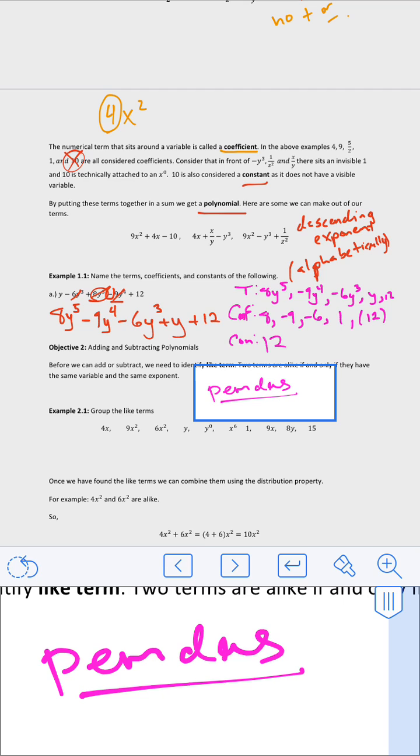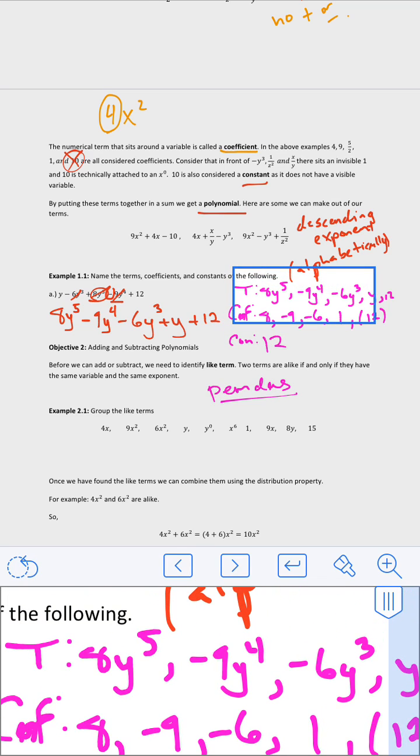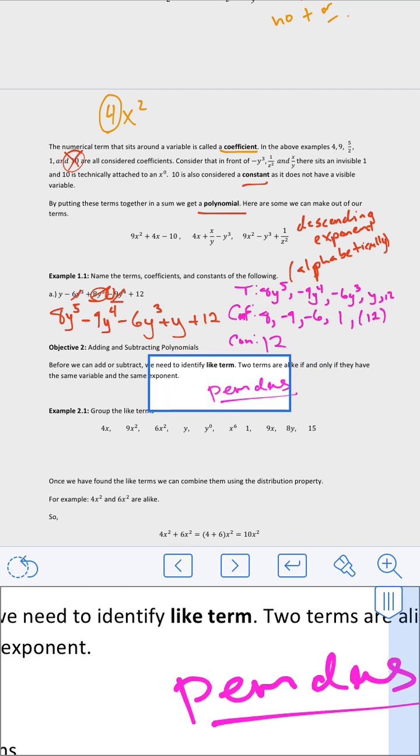So because of PEMDAS, we can't just willy-nilly add everything together, right? Because multiplication or exponents, right? y to the fifth means y times y times y times y times y. Because that comes first, we can't combine it with y to the fourth, right? Because addition and subtraction come last, we can only combine things that are alike. That's the reason we have like terms.